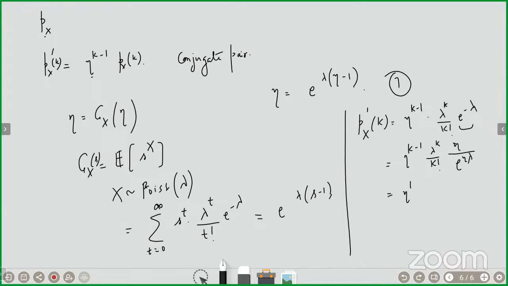Eta to the power k, lambda to the power k, e to the power eta lambda. All this has to do with this issue. Suddenly, conditioned on the extinction, the new distribution is also Poisson, with the new intensity eta times lambda. And eta lambda is less than one. That's what there is to say.